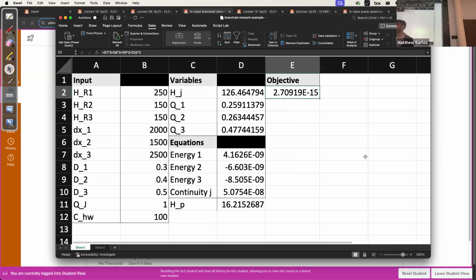On Tuesday, we're going to do an in-class example using pumps within pipe networks, so you'll get a chance to practice that.